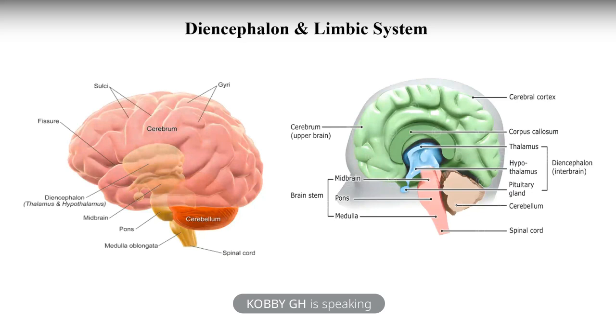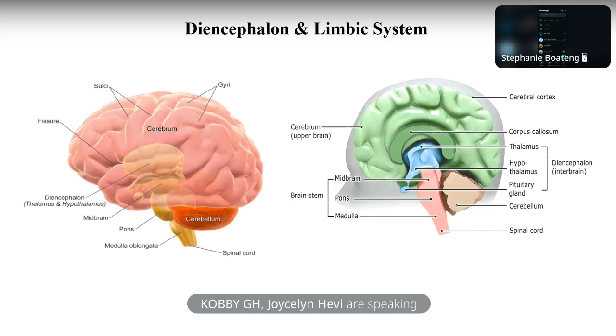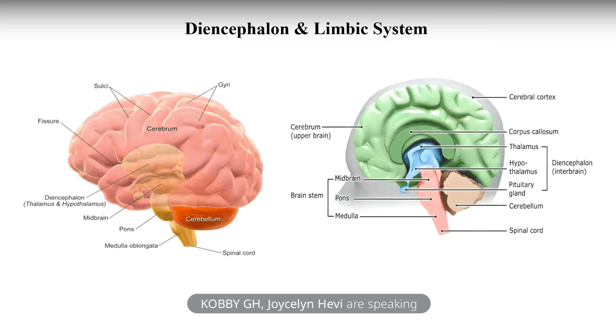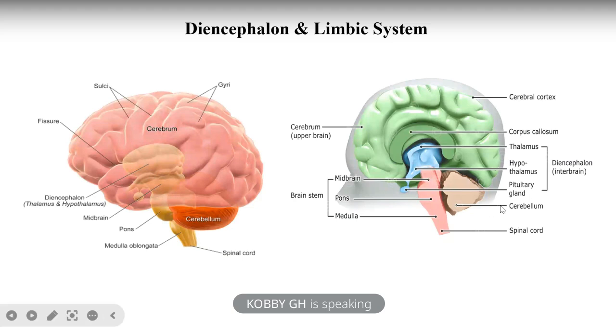So practically, the diencephalon is responsible for hormonal control. What other thing? It's also responsible for sleep regulation. Great. So basically, that is it for the diencephalon. But remember, the diencephalon is also part of the brainstem. Under the brainstem, we have the midbrain, the pons, the medulla, and then the diencephalon.